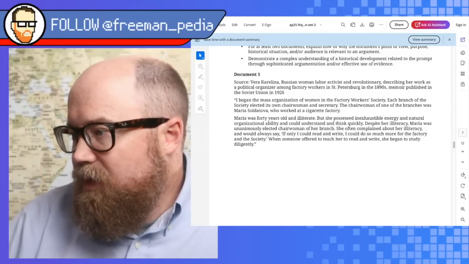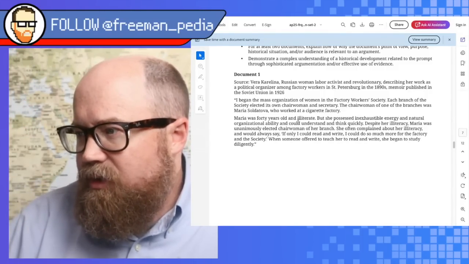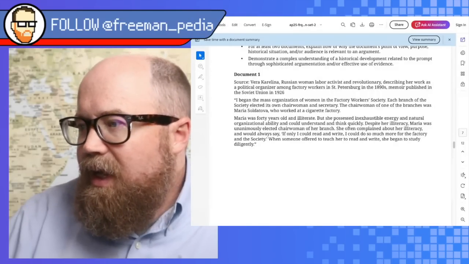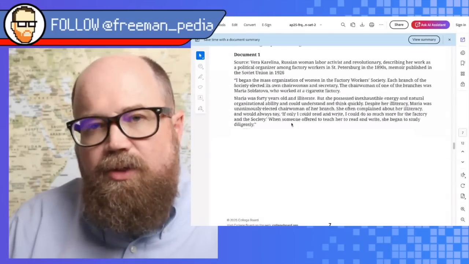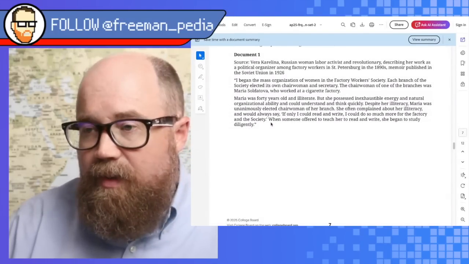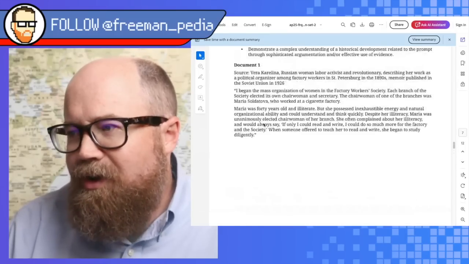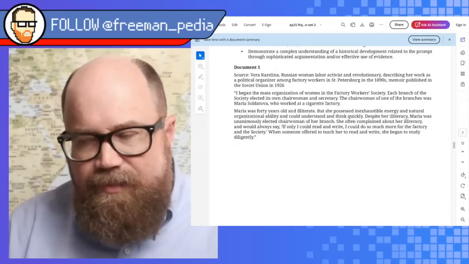So, she's talking about how the woman who was in charge of her factory, like the leader of the organization of women factory workers' society in Russia, in the Soviet Union, in 1926, was a woman, and how she was learning to read and write. If she could read and write, things would have been better. But she's already in charge of a factory, so that's kind of cool. I don't know. She's in charge of the women in a women's factory society. So she's not running the factory.